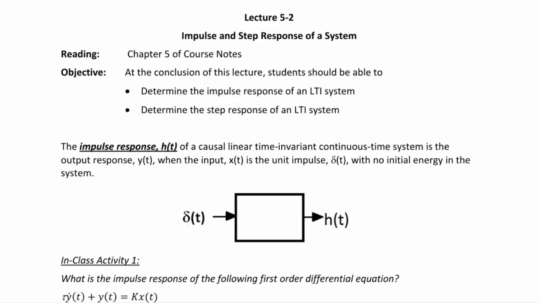The impulse response h of t of a causal linear time-invariant continuous time system is the output response y of t when the input x of t is the unit impulse delta of t with no initial energy in the system. One example of modeling this system is to show the block diagram where the box represents the system with an input delta of t and the output h of t.